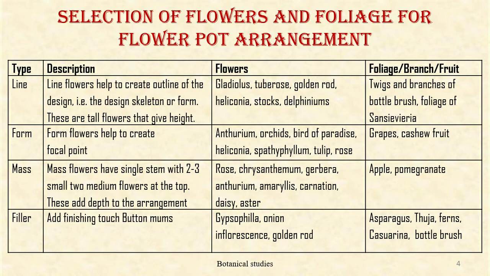In form type of flower pot arrangement, form flowers help to create the focal point. The flowers used are anthurium, orchids, bird of paradise, heliconia, spathiphyllum, tulip, rose, etc. Foliage of grapes and cashew fruits are used.